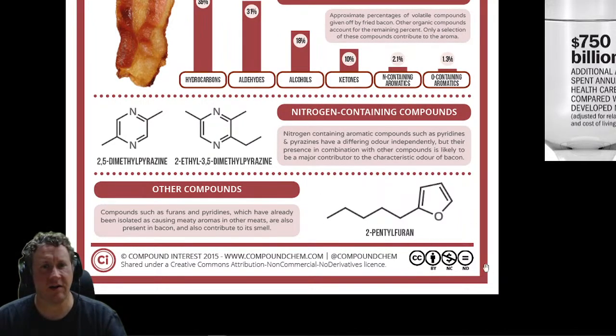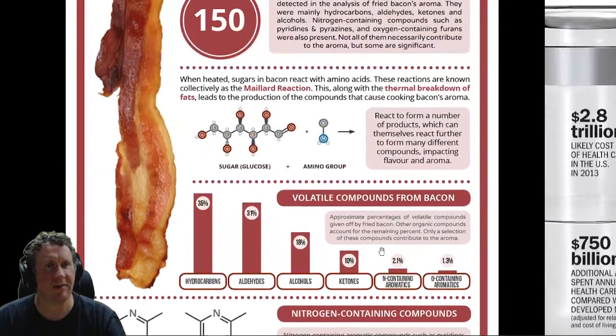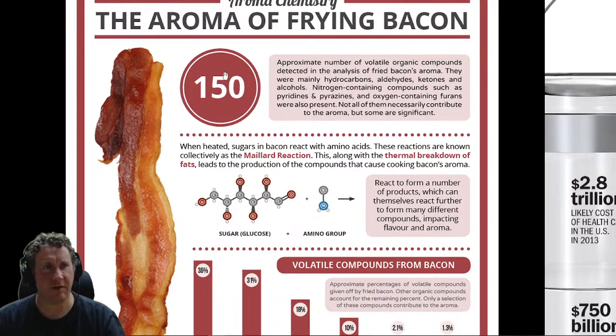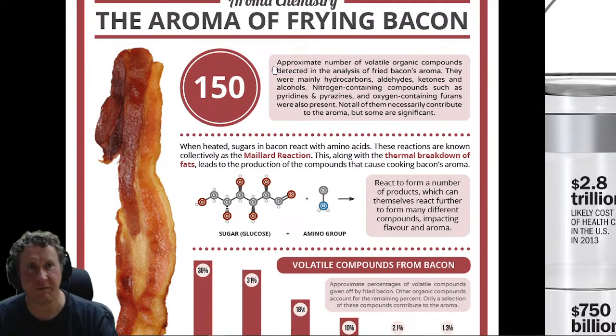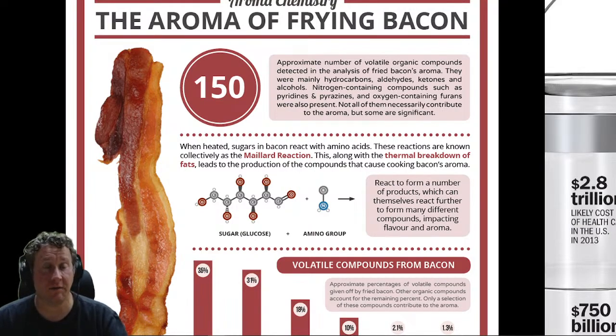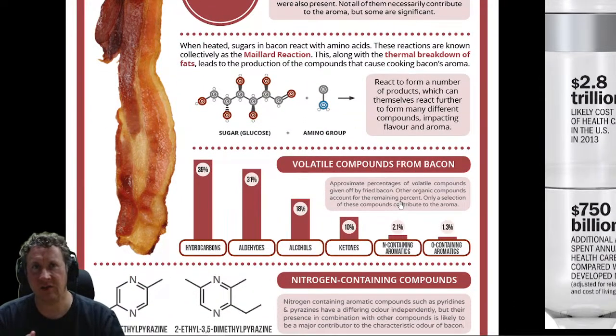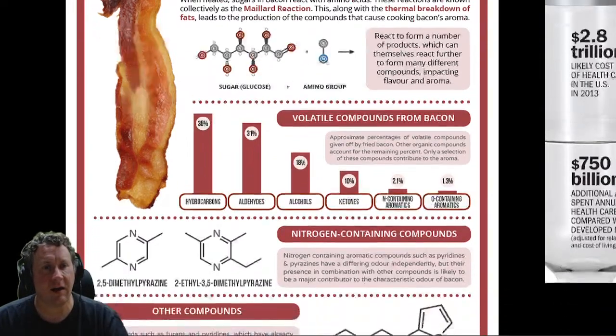Here we have our Creative Commons license down the bottom, which is great. Some other video goes over those and how they're different. All right, so here we have 150. According to this infographic, we have approximately 150 volatile organic compounds. Here's one piece of information. Here's another. Here's another. So we have illustrations, highlighted numbers, and we also have line charts. All of these are in here.